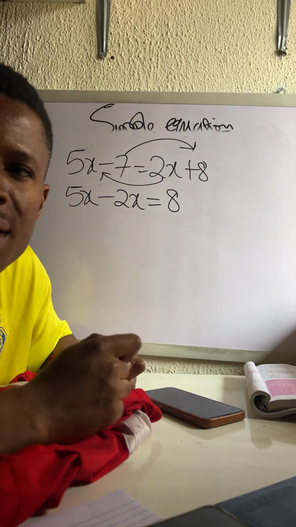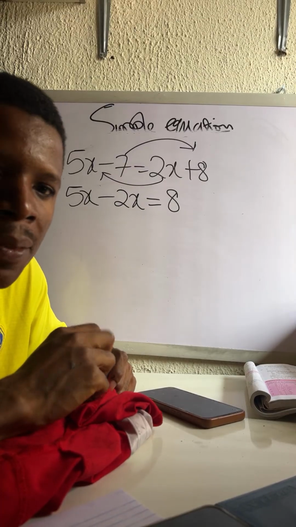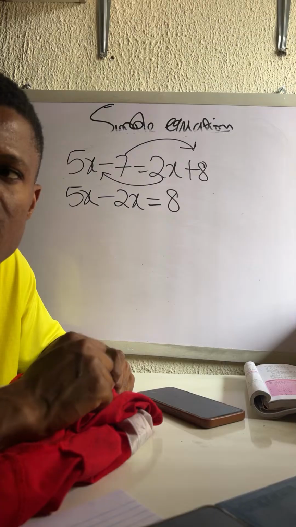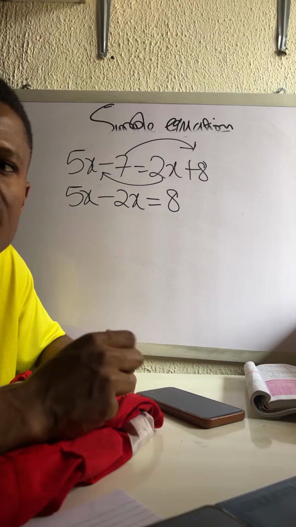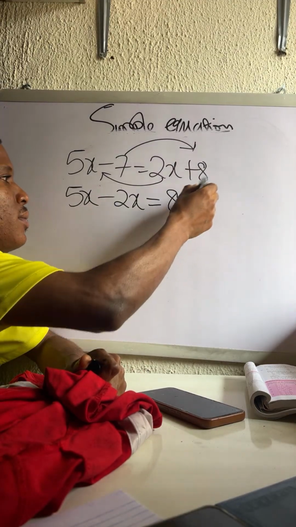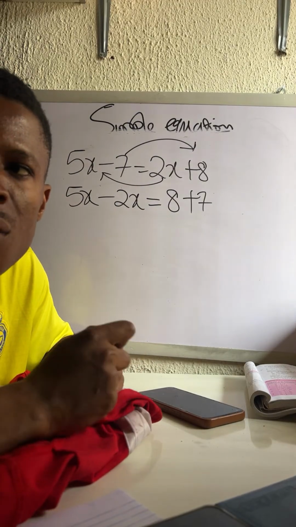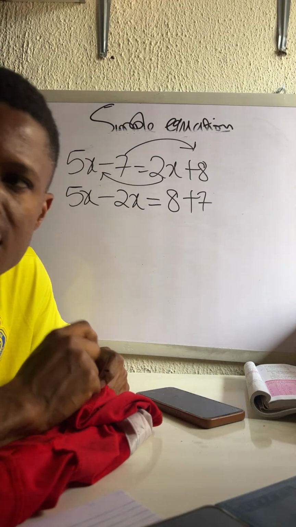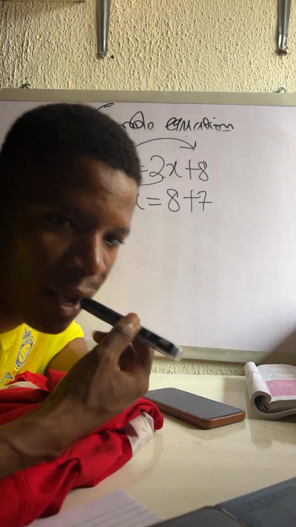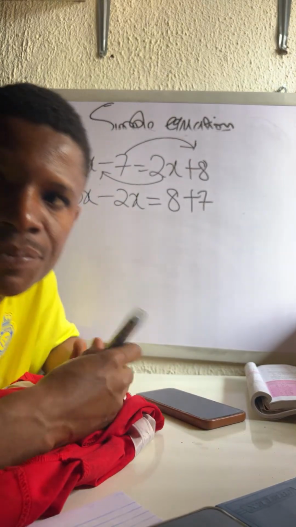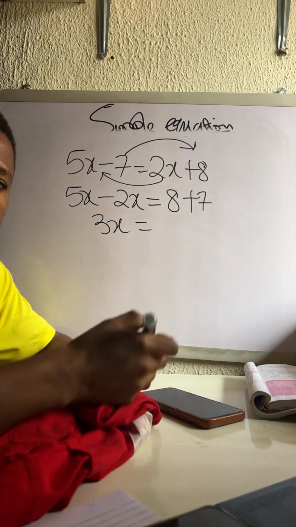Then when minus 7 crosses the equality sign, what does it become? It becomes positive 7. So what is 5x minus 2x? It is 3x, and that's equal to 8 plus 7.